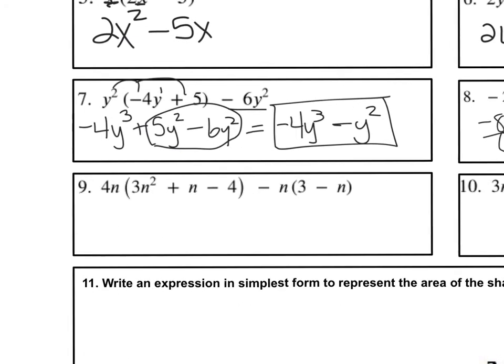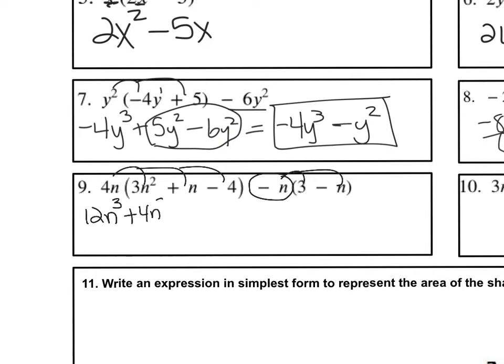Again, I'm going to distribute these, and then I'll combine like terms. So 4n times 3n squared is 12n cubed. Add your exponents. 4n times n is 4n squared. 4n times negative 4 is negative 16n. Negative n times 3 is negative 3n. Negative n times negative n is positive n squared.